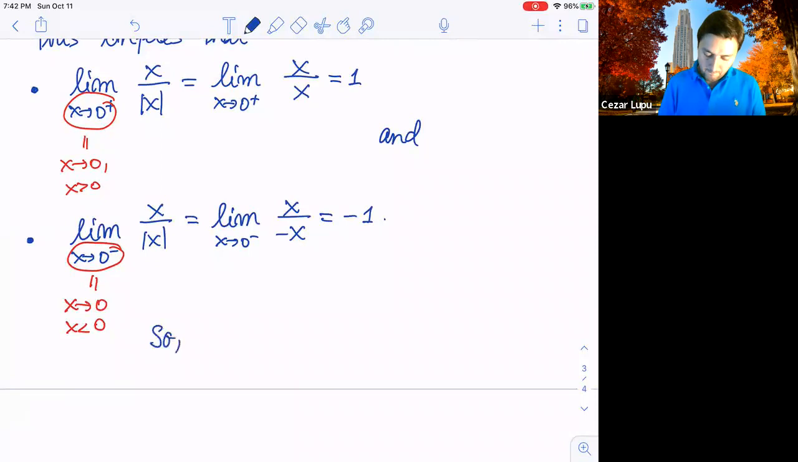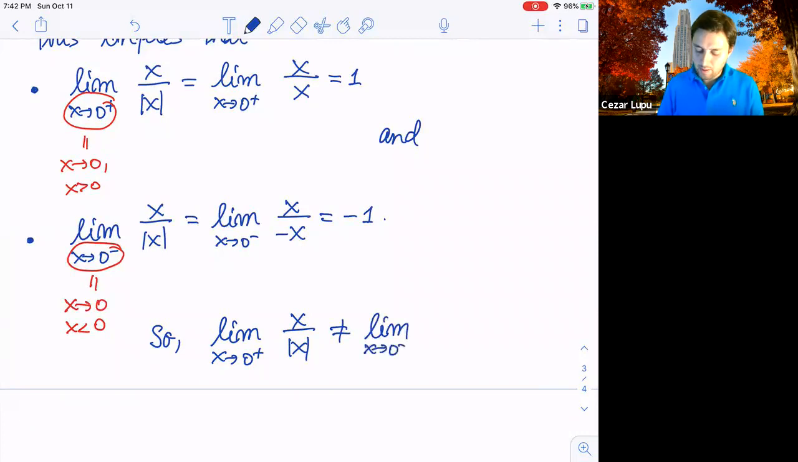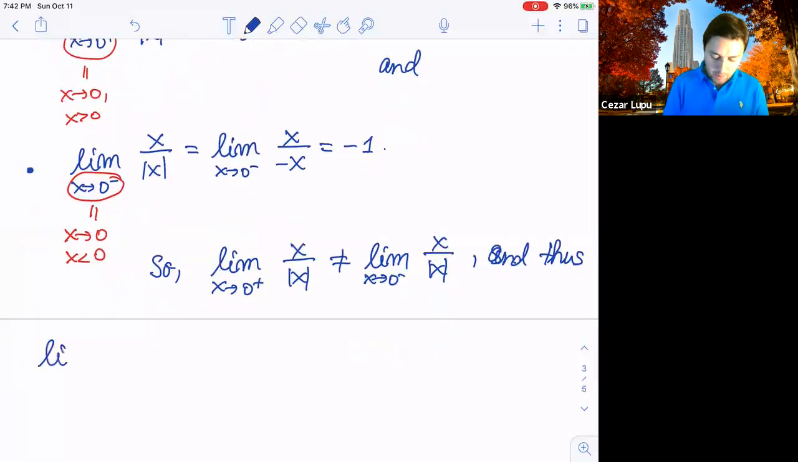the lim as x approaches 0 from the right of x over absolute value of x is not the same as the lim as x approaches 0 from the left of x over absolute value of x. So the lim as x approaches 0 of x over absolute value of x does not exist.